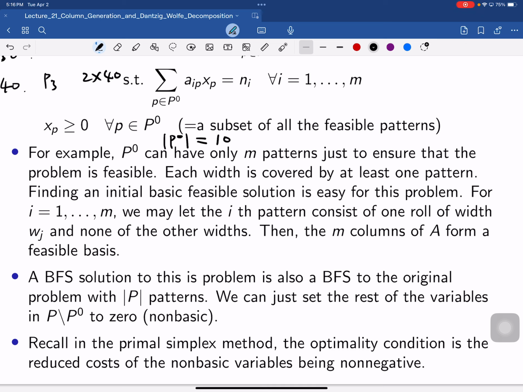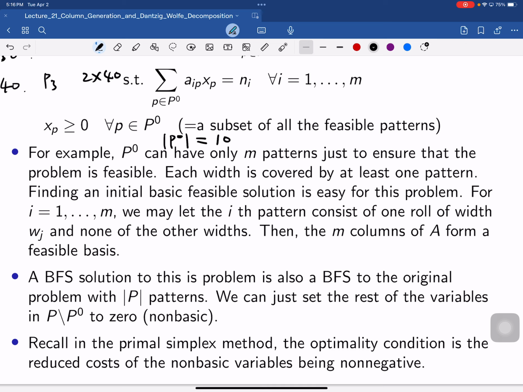Right. Remember the reduced cost means that if you push one of the non-basic variables to a basic variable, how much will the objective change, right? If the reduced cost is negative, that means you can still reduce the number of paper rolls you get, right? If all the reduced costs are non-negative, then you basically show that you don't need to add all the rest of the patterns, since they should stay as the non-basic variables.